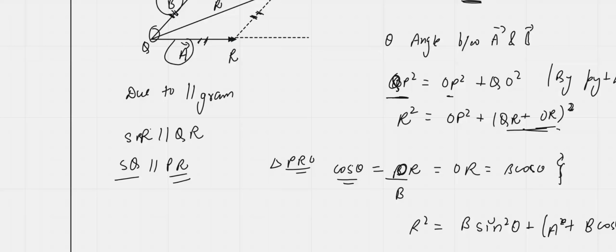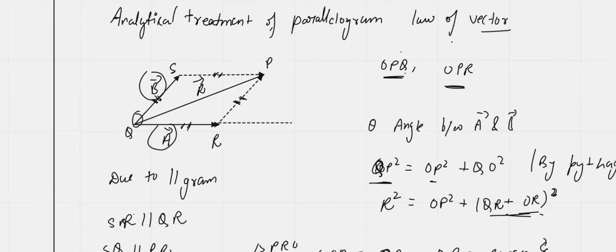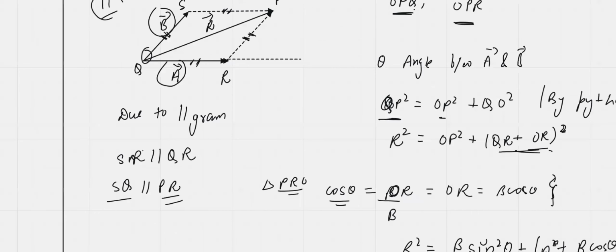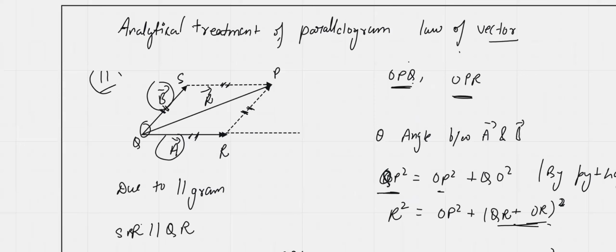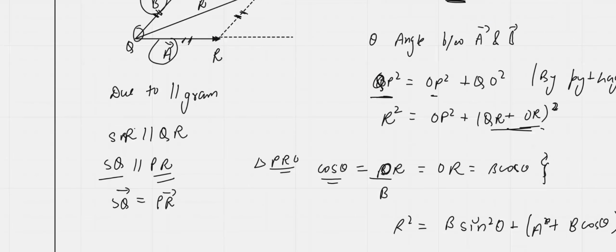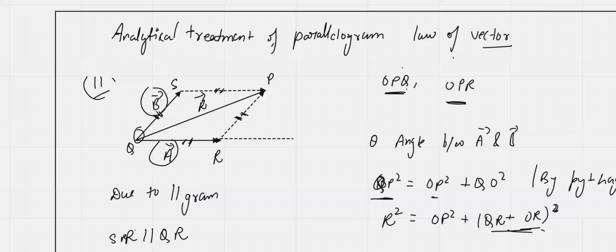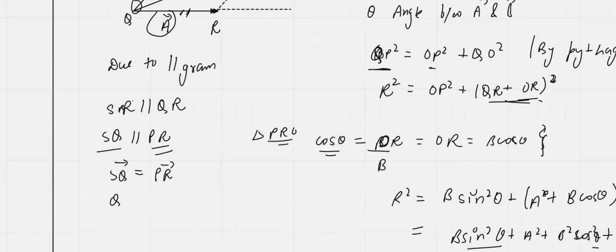But here in my case, along with being parallel, because what happens in the parallelogram, opposite sides are not just parallel, they are equal in magnitude also. So here I can simply say that because it's a parallelogram, sq vector is equal to pr vector, right? Yes, sir. And also I can say that QR vector is parallel to SP vector.